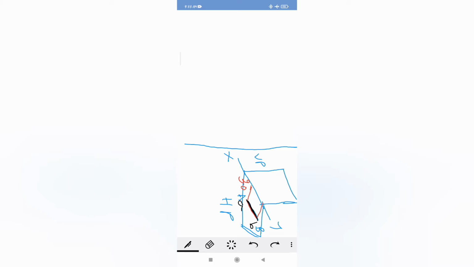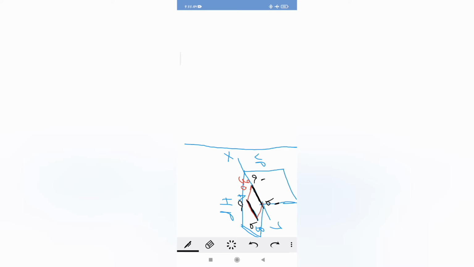But from the front view, you can see the true length. The true length of the line in the front view can be seen on the reference line, because it is resting on HP. Therefore, you have to represent it as A dash B dash.